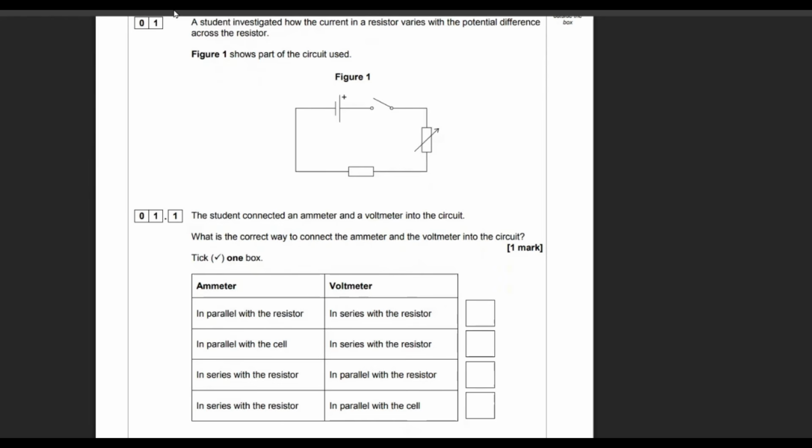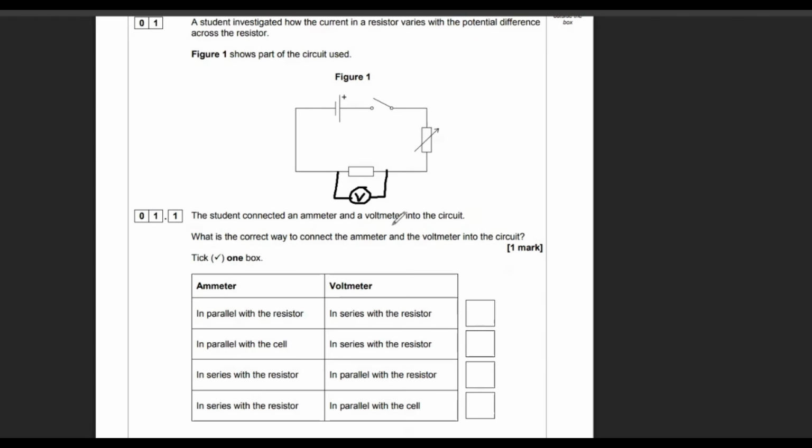So the way we do this, and you have to know this off by heart, and if you get this, it's a dead easy question. It says the student connected an ammeter and a voltmeter into the circuit. Well, okay, there's no clue there, but the voltmeter is always connected in parallel to the component you are using. So the voltmeter is connected in parallel around the resistor.